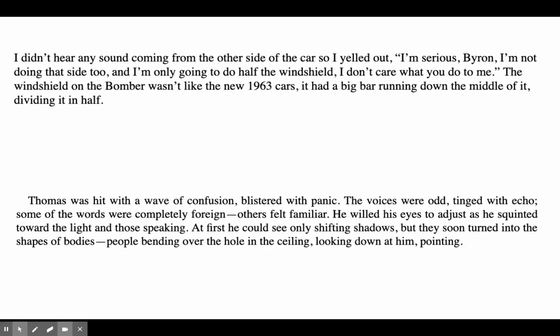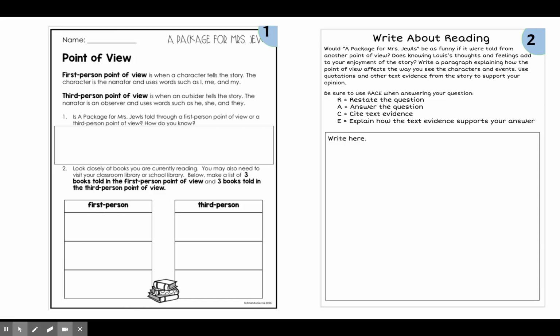So let's think about your job today. You have two options today. You have the point of view thing here. You're going to read the directions and give text evidence for what you think A Package for Miss Jules is. And then you need to find some books yourself and see if you can figure out if they're third person or first person. If you don't have books at home that you can use, try logging on to Sora through ClassLink. That is actually where I got those two books that I took an excerpt from, right from Sora. So that would be a good idea.